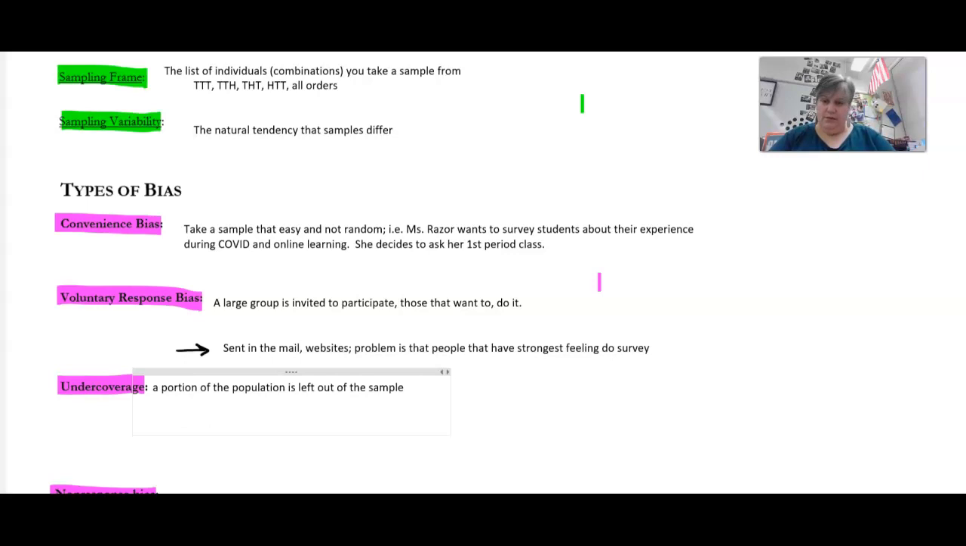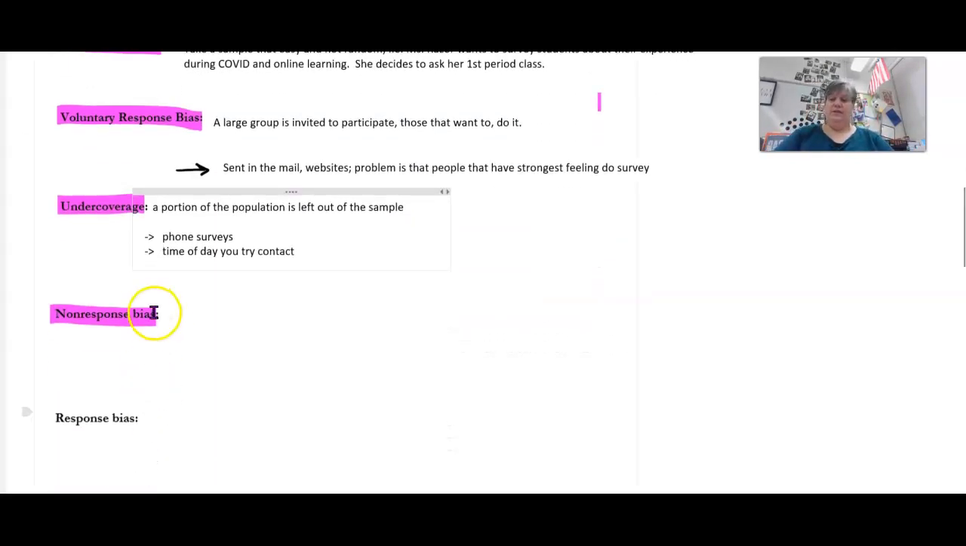Let's see if I can make a bullet, because not everybody has phones. It's not as bad as it used to be. If people are going house to house, maybe they're going certain times. So time of day you try and contact somebody, because if you're contacting people only during the times of 1 to 3, you're missing out on all the people that work. Okay, so that's undercoverage.